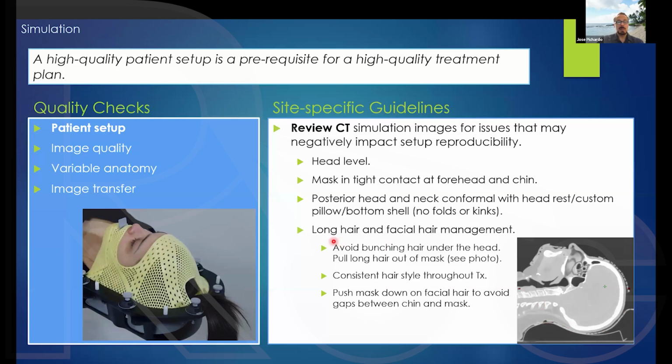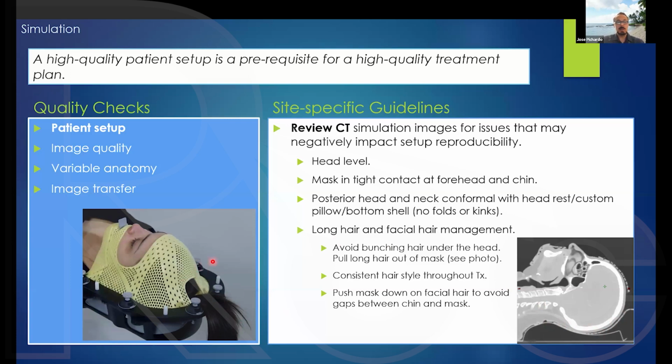When a patient has long hair, you want to make sure you don't bunch the hair right under the back of the head, between the head and the pillow, because that makes the reproducibility, the day-to-day setup of the patient, very variable. You notice in the picture that I gave you that the hair of this patient has been put into a ponytail and extended outside of the back of the mask.